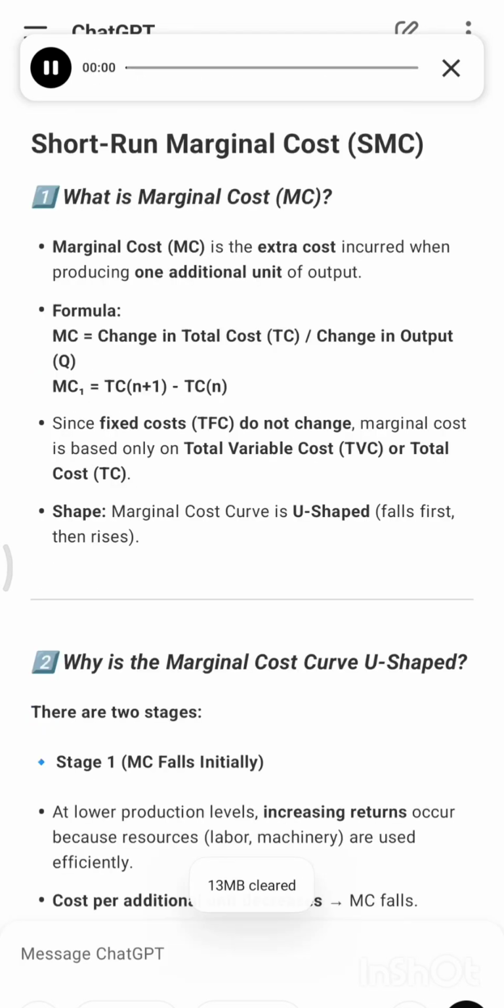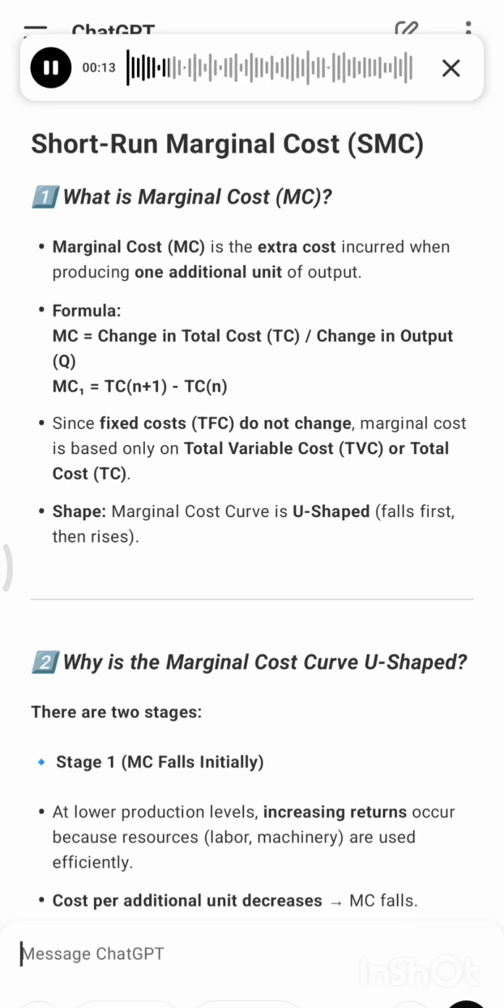Short-run marginal cost, SMC. 1. What is marginal cost, MC? Marginal cost, MC, is the extra cost incurred when producing one additional unit of output. Formula: MC equals change in total cost, TC, divided by change in output, Q. MC equals TC(n+1) minus TC(n). Since fixed costs, TFC, do not change, marginal cost is based only on total variable cost, TVC, or total cost, TC. Shape: the marginal cost curve is U-shaped, falls first, then rises.